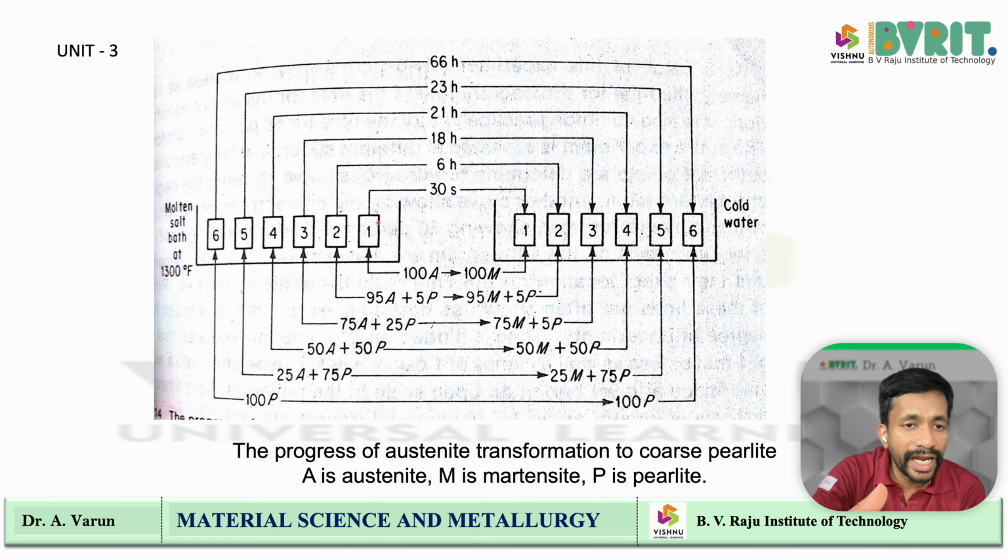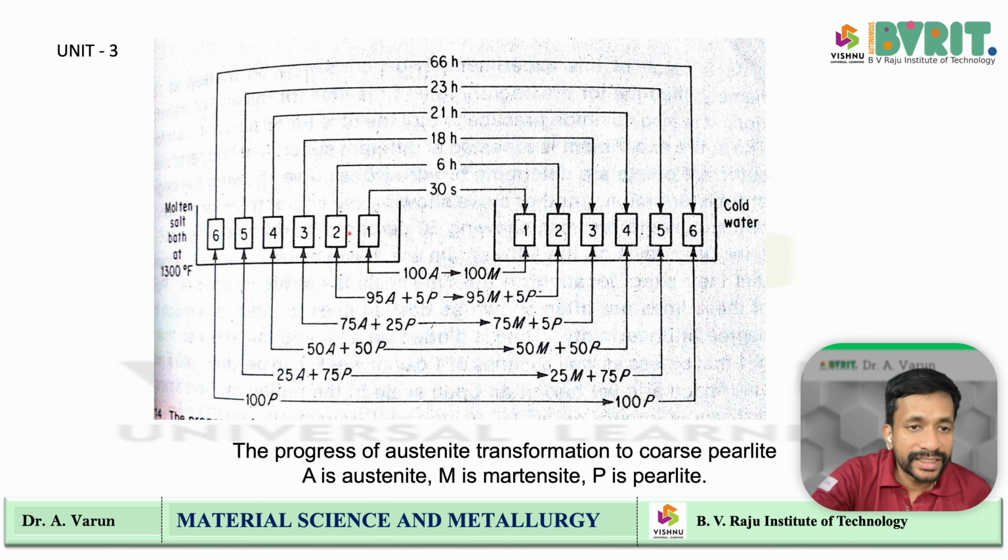At that 623, we hold it only for 30 seconds and immediately dip it in cold water in order to arrest it and see how it transforms. Since you are not giving sufficient time to transform, this 100% austenite will become 100% martensite. So when all the austenite, that is gamma iron, is arrested and frozen then and there itself, it forms what is called the martensite structure.